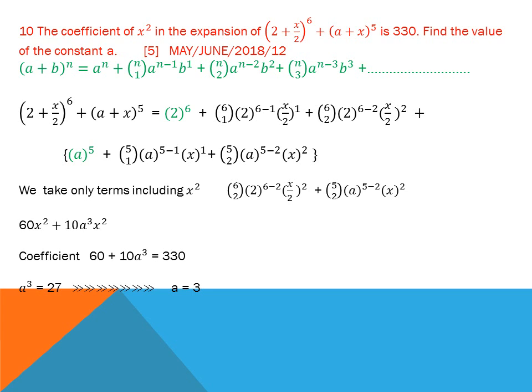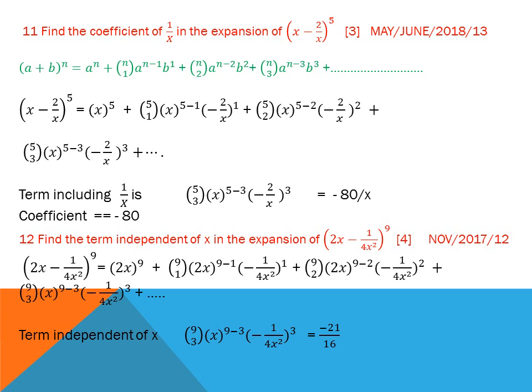First term will become 60x^2 plus 10a^3 x^2. The coefficient here, 60 + 10a^3, equated with the coefficient 330, I will find that a is equal to 3 only. In question number 11, find the coefficient of 1 over x in the expansion of this.